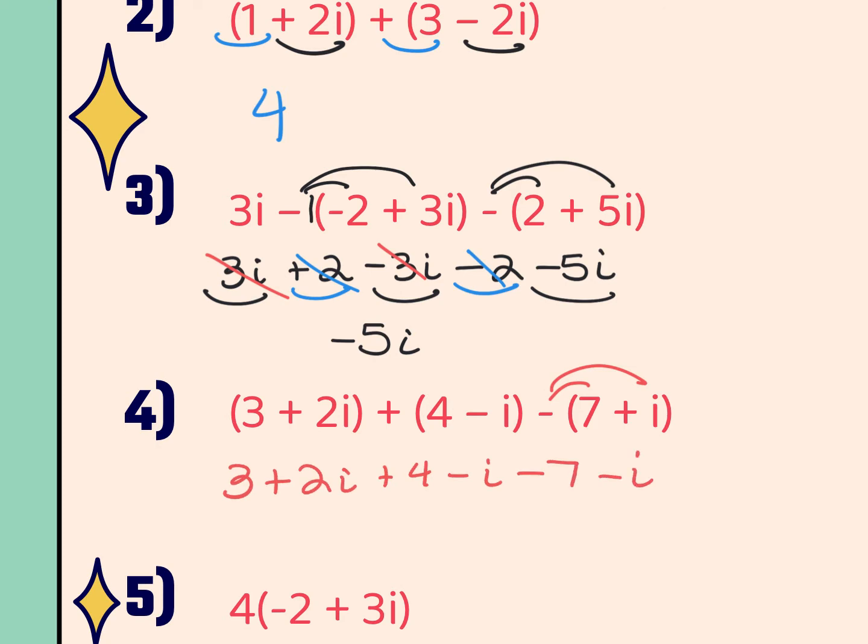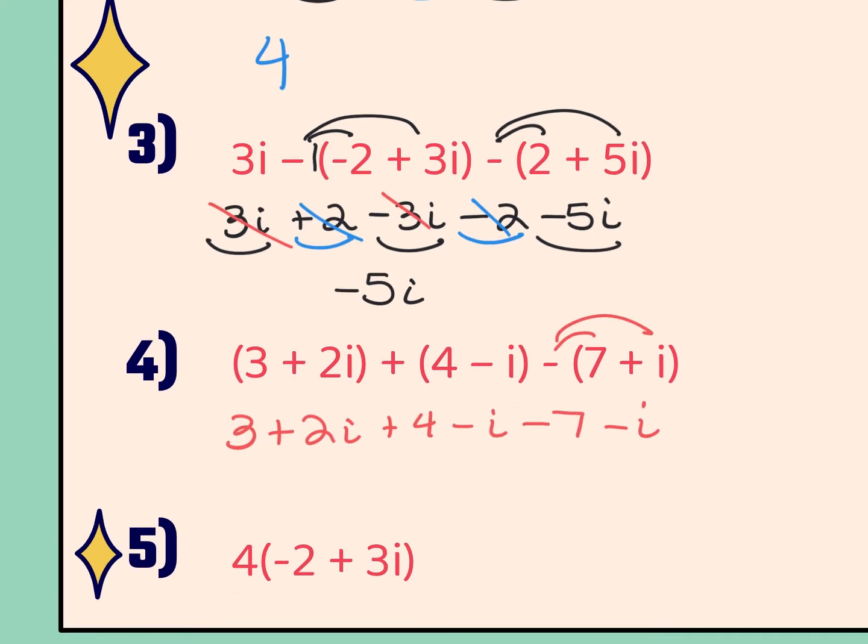And now I'm going to go back and look for my like terms. So I'm going to add my reals first. So I have a 3, a 4, and a negative 7. And that's going to give me 0. And then I'm going to go back and get my imaginaries. 2 minus 1i is 1i minus 1i, and my answer is 0.